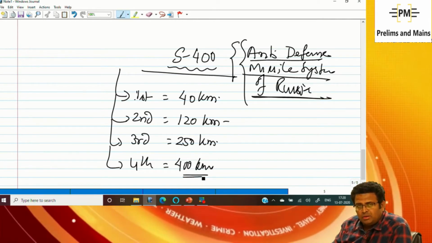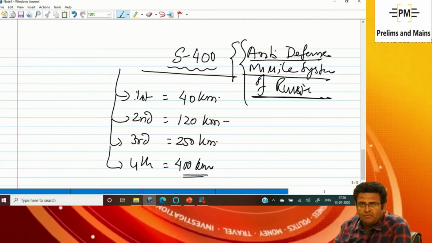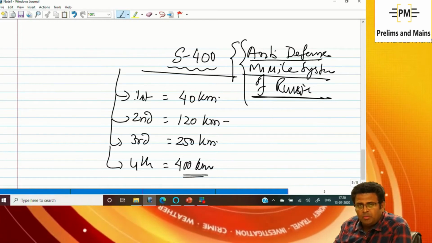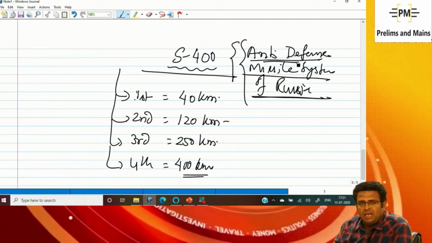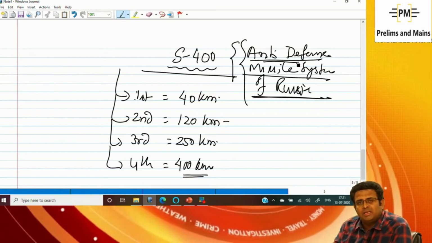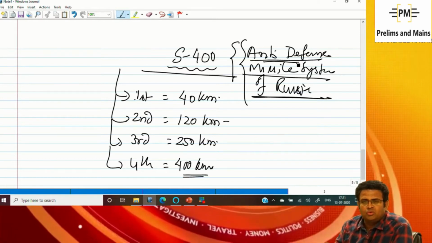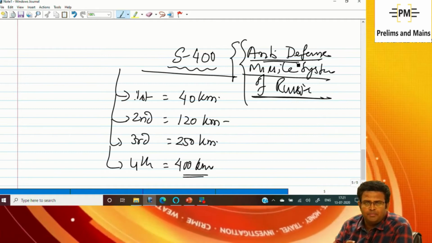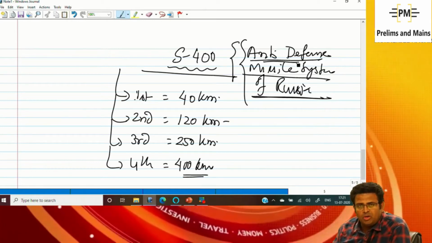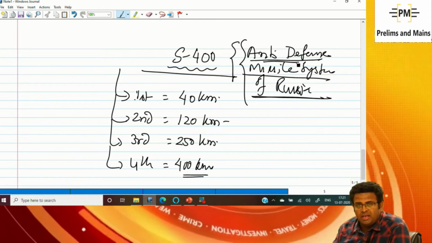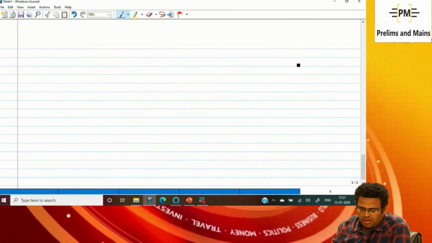These are the 4 different types of S-400: 40, 120, 250 and 400 kilometers. An anti-defense missile system means that if a missile is coming at India and India has an S-400, that missile will be destroyed in the atmosphere by the S-400. Its job is to destroy the incoming missile. Understood? I have taken this example because it is very important as far as the India and China issue is concerned.